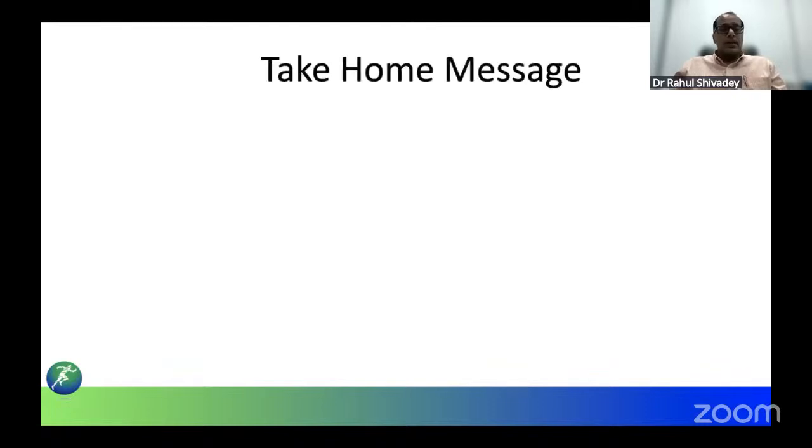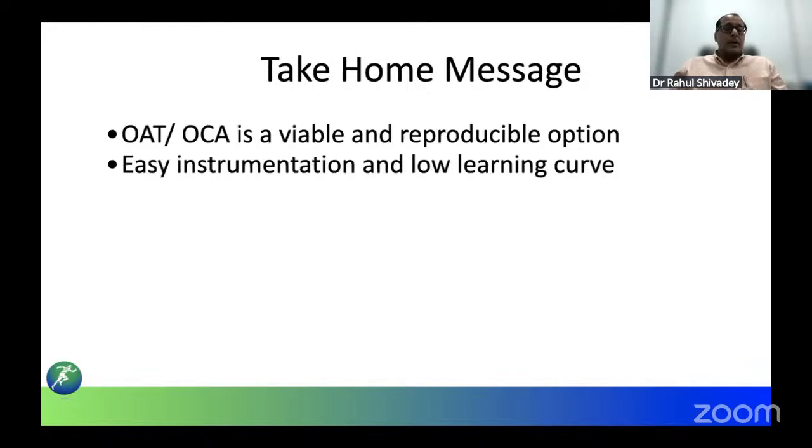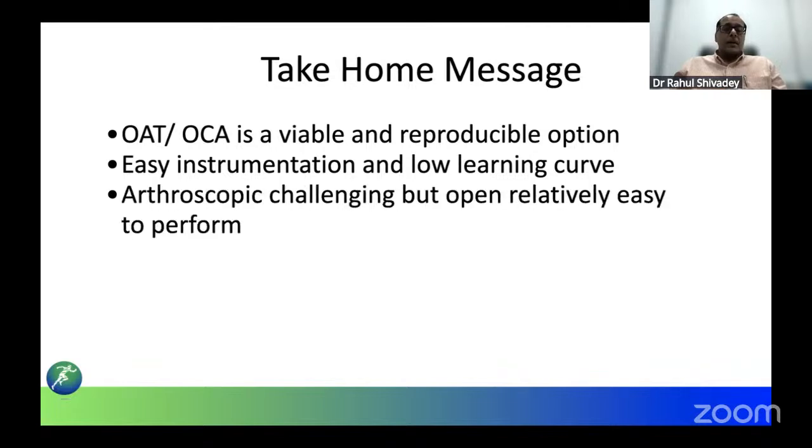So the take-home message that I would want to give to all our listeners today is that osteochondral allograft transfer is a viable and a reproducible option. The instrumentation is very easy. It's a low learning curve, especially for the open procedure. The arthroscopic procedure, once you get used to it, you start using it, you might make some mistakes here and there, but it's not a very steep learning curve. It's challenging, but you can always do it.